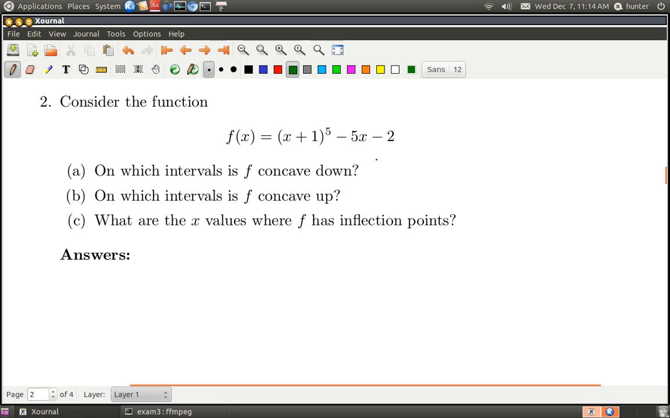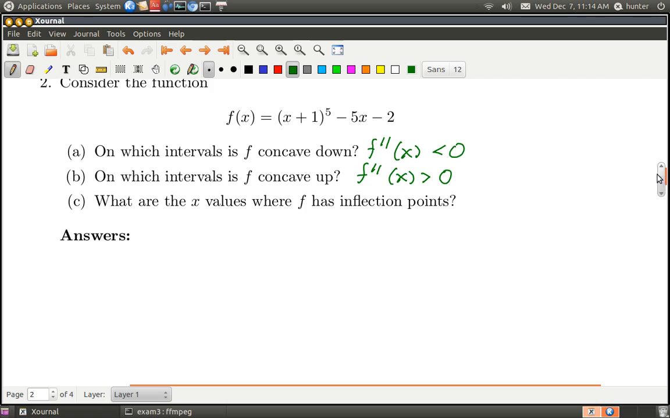Those are going to be the intervals where the second derivative is negative, okay? And on which intervals is f concave up? Those are going to be the intervals on which the second derivative is positive. Okay, so notice how similar this is to what we did in the previous problem. It basically amounts to just telling where a function is positive and where it's negative, right? So how do we do that?